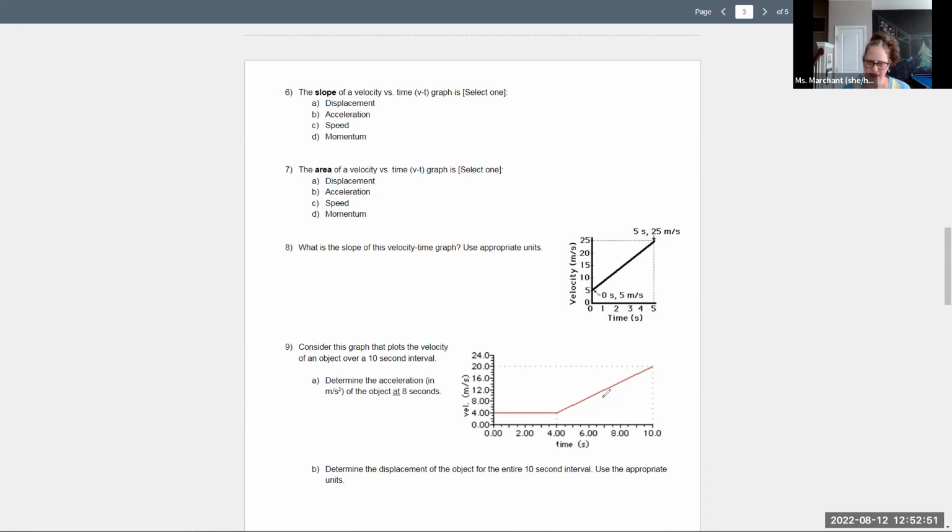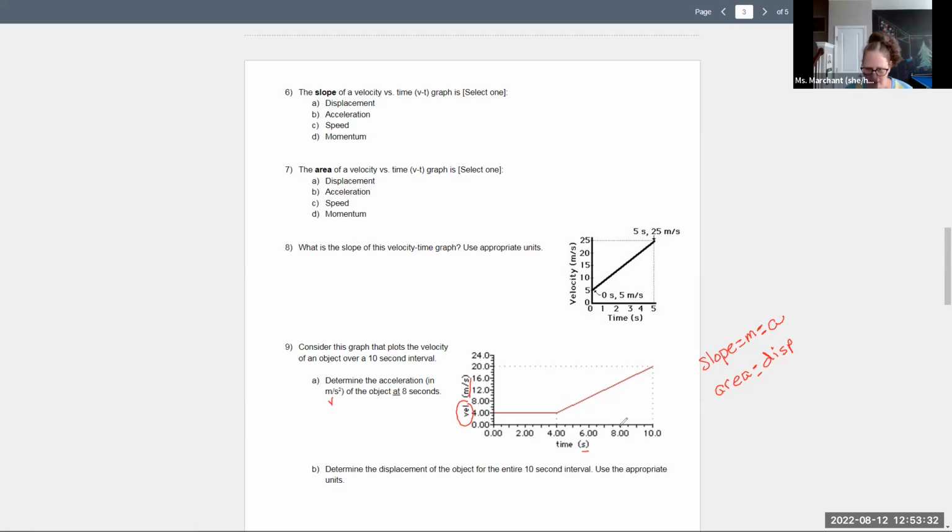Number 9. Consider this graph. This is a velocity-time graph. So the slope for this is going to be acceleration. And what do we know about the area? The area is going to be displacement. Determine the acceleration in meters per second squared. Look, meters per second and seconds, so I'm in the right units.